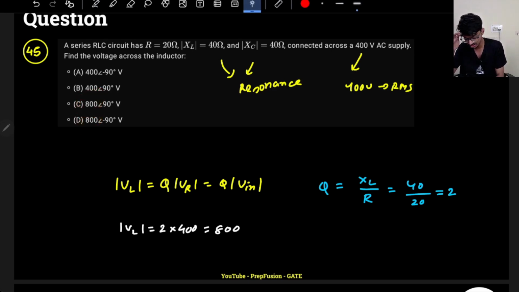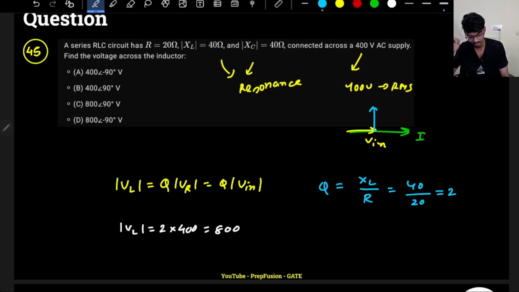From the reference, my phasor will be something like this. This is my current, this is my input voltage, and I know the inductive voltage leads the current, or inductor current lags the voltage. So if the voltage is here, the current will lag the voltage, so my VL will be here. That means it is in the 90-degree leading direction from the current, so plus 90. Okay, so option C will be correct. The inductor voltage should lead by plus 90.